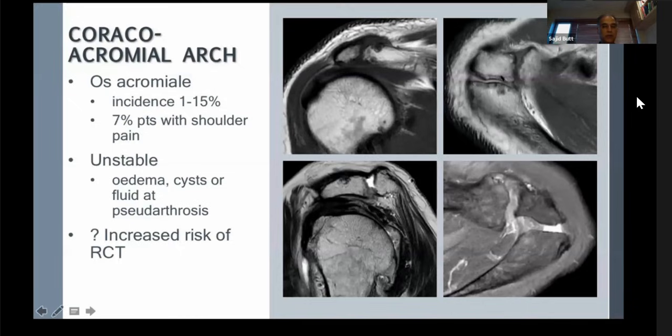So always in the axial imaging, please carefully look for an unfused os acromiale. Remember, it takes a long time to get fused. So up to the early 20s, you can see that as a normal finding. But beyond that, it should have fused. And if you see that, then you should call it. Obviously, if you have increased space between the joint, or edema and cyst and fluid at the adjacent margins, that's abnormal.